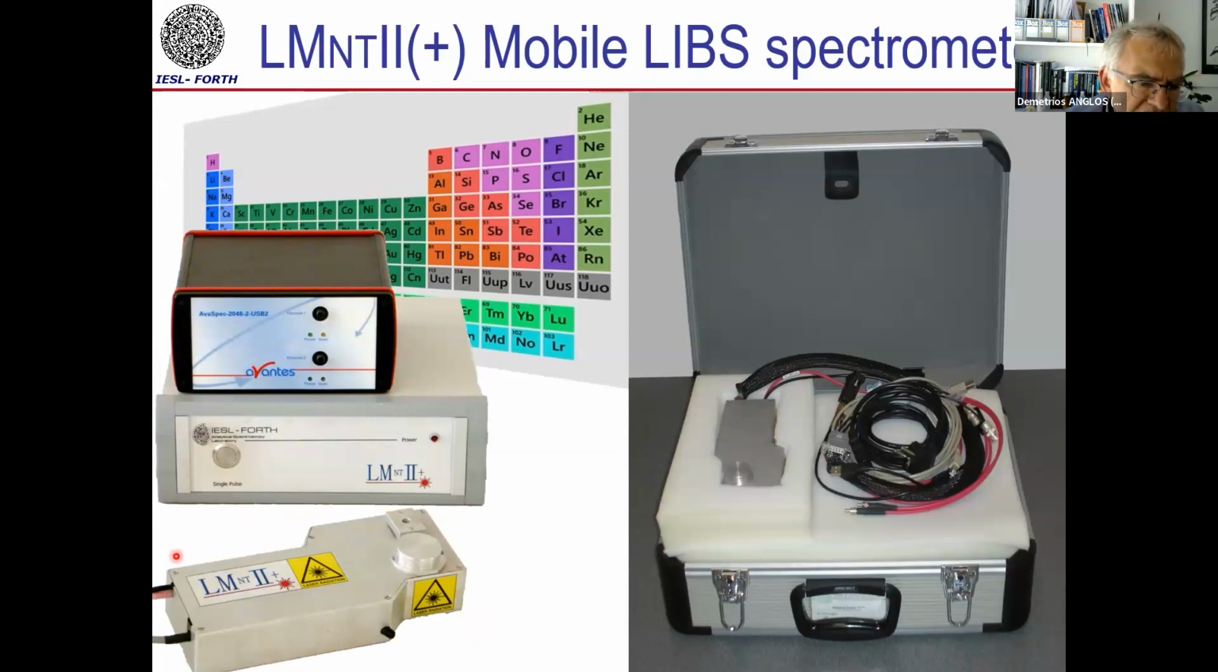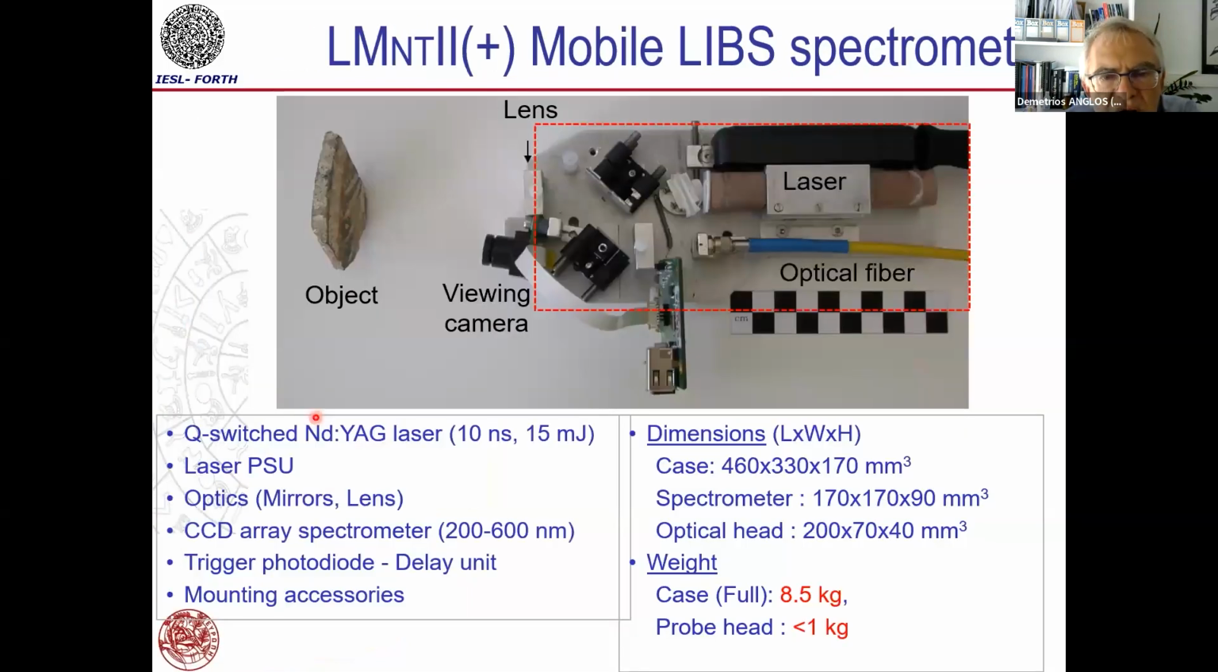So you can see clearly this little piece here. This is the probe head. It does contain the laser. It does not contain the spectrometer. The spectrometer is connected to it through a fiber. And I'll show you an example. I'll show you roughly how this works.